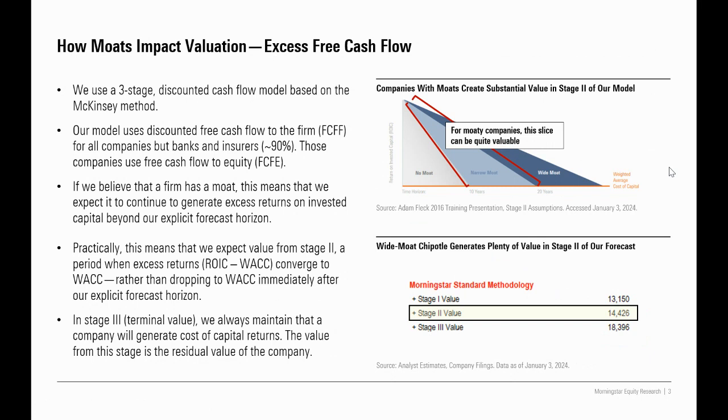So if I have a 10-year model for Chipotle, as you can see in the bottom right, but a wide moat name, that stage two, that years 10 to 20 period, generates $14.4 billion of my estimated valuation. So a little bit less than a third of my total valuation could be attributed to the moat rating that we assign for that firm.